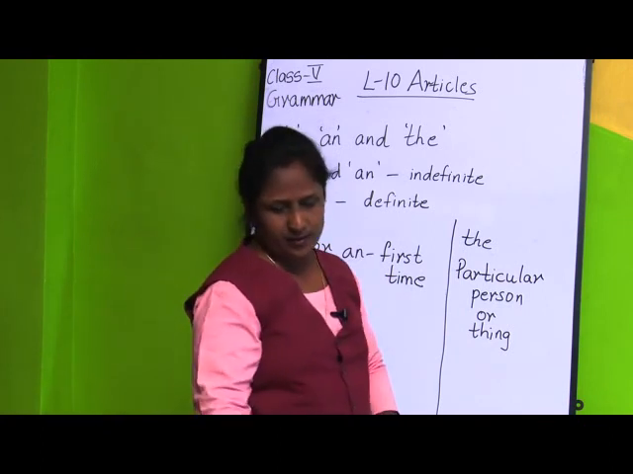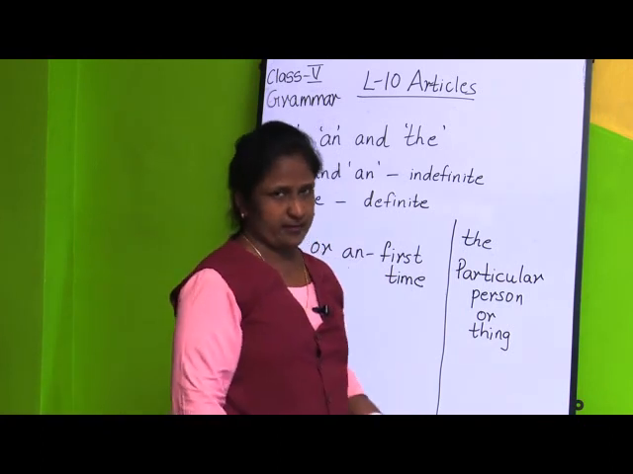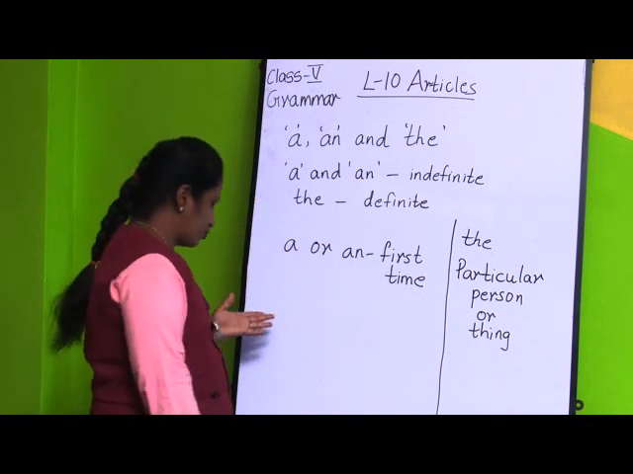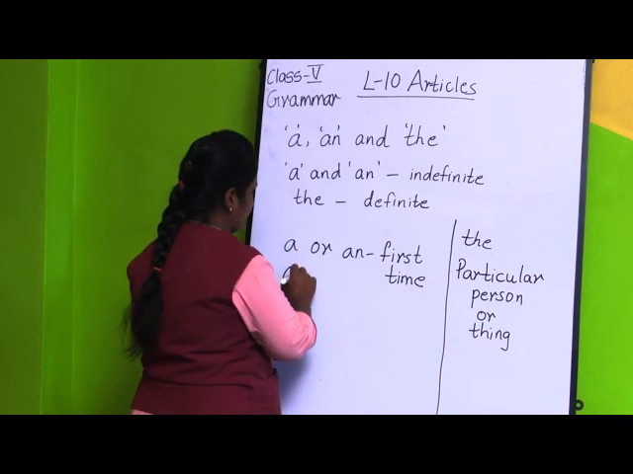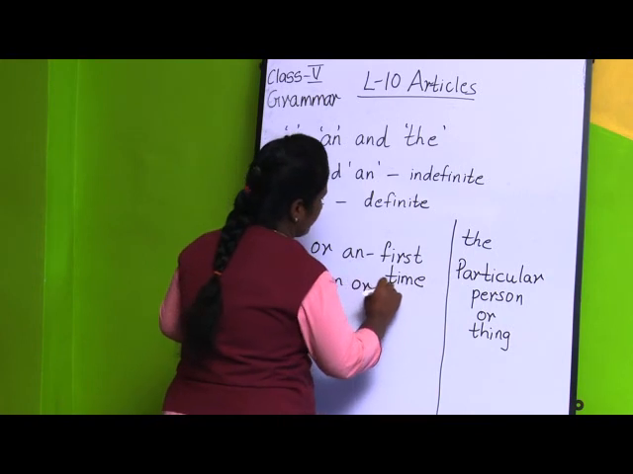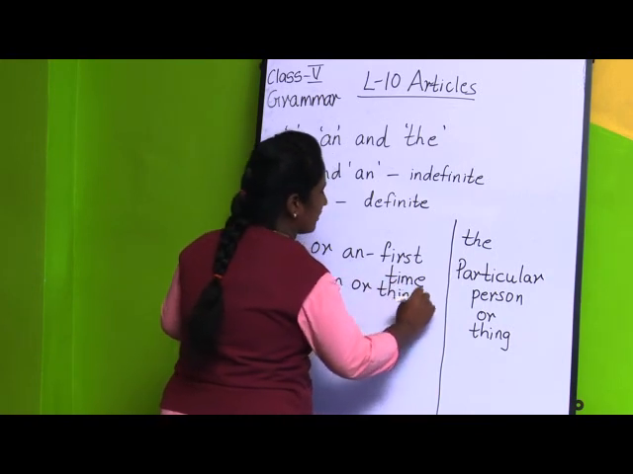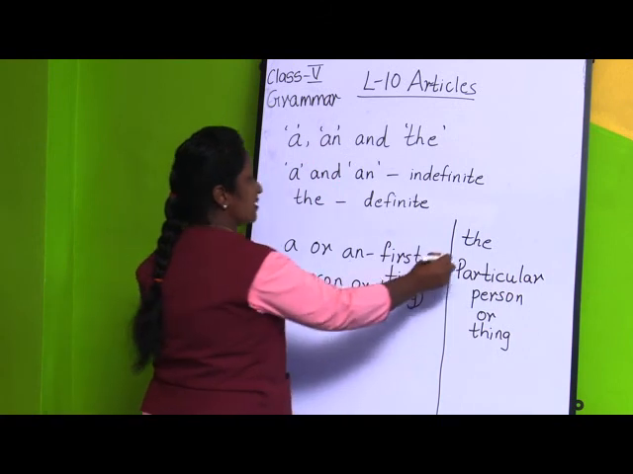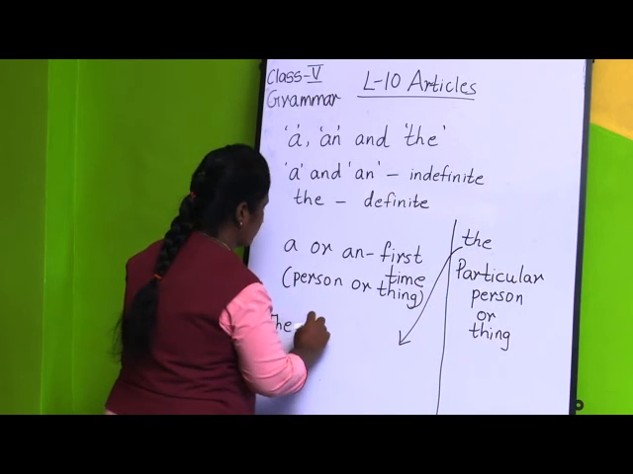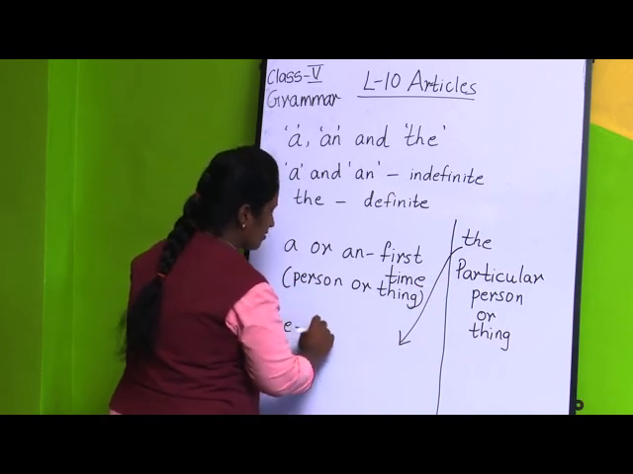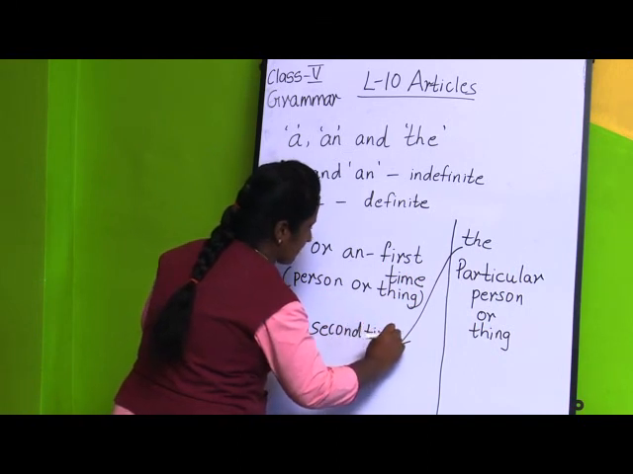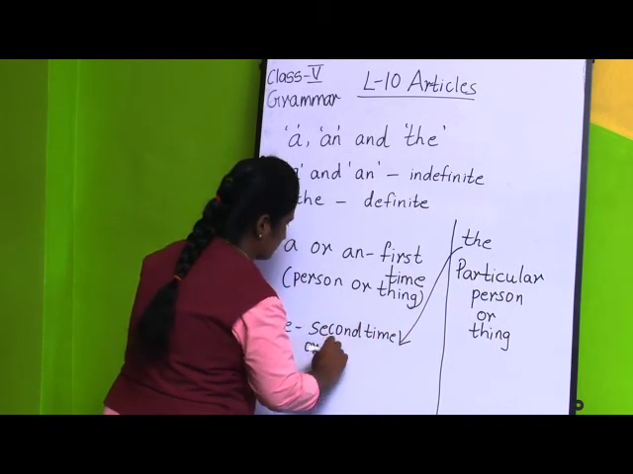But when we speak of them again, when I want to speak about any person or thing for the second time or again and again, I am going to use the article "the" when I am using it for the second time or again.